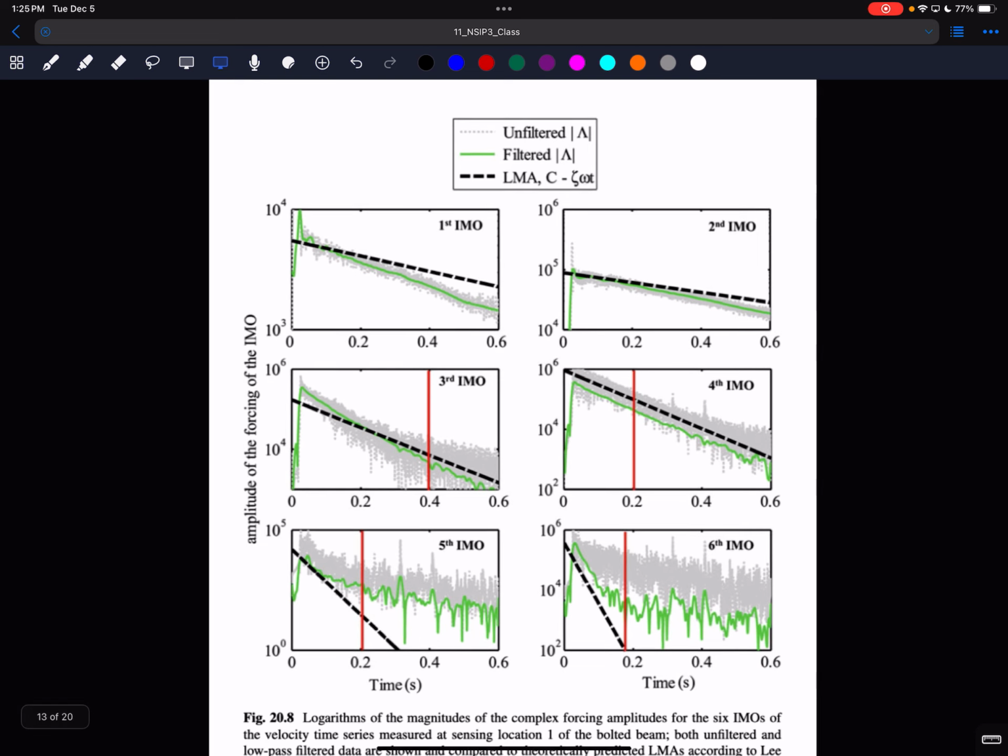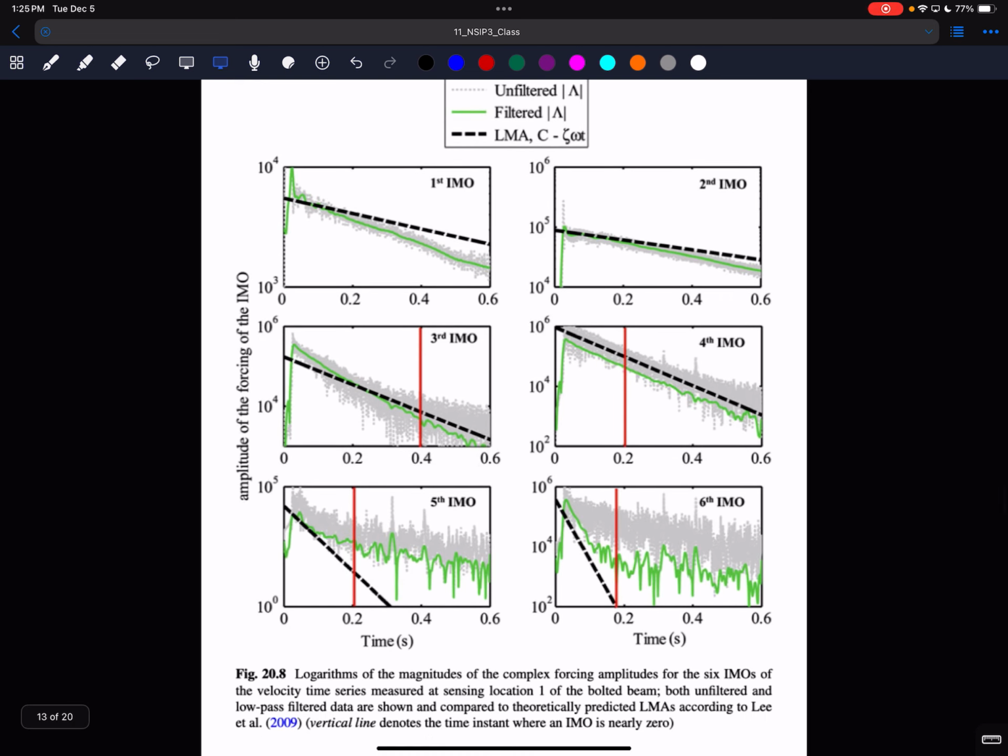These red lines, what are they? They're the times where the IMO is nearly zero. So the response to the IMO is nearly zero. So in the sixth and the fifth, or certainly in the sixth at least, you can see that there's a much steeper dissipation than we saw previously.